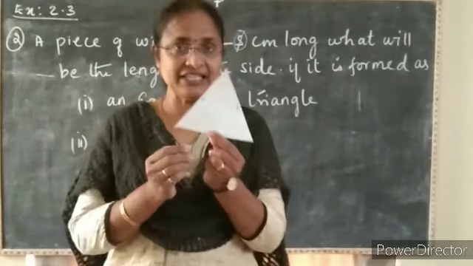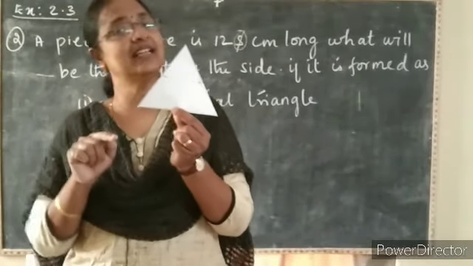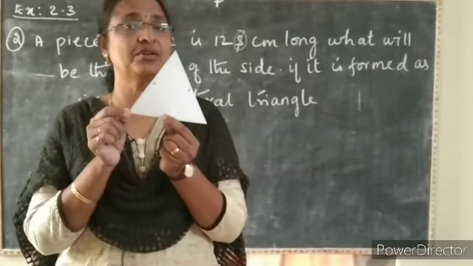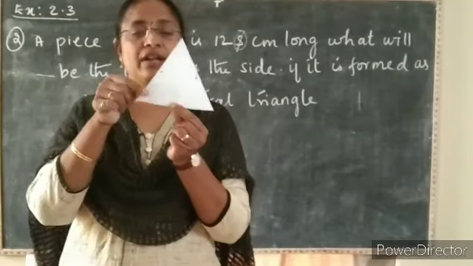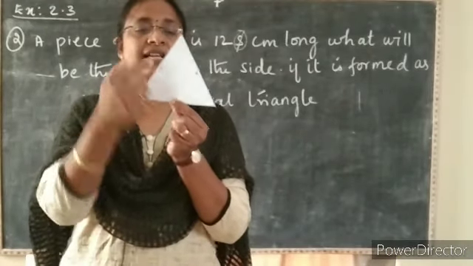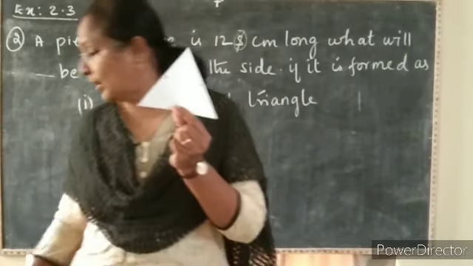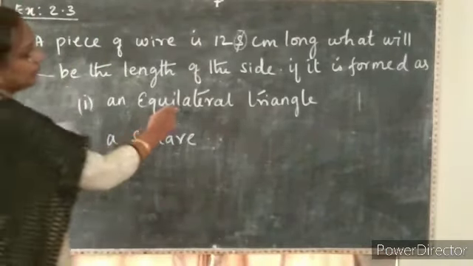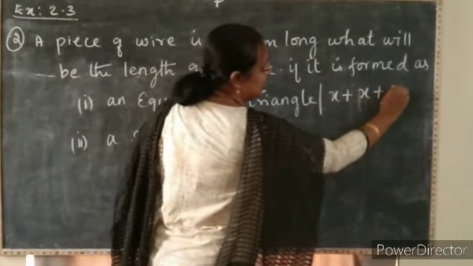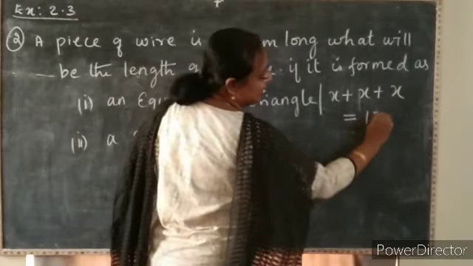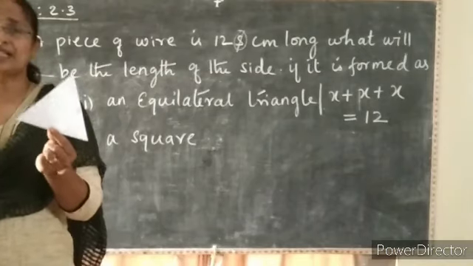So that 12 centimeter will denote the perimeter of the triangle. Yes or no? 12 centimeter is perimeter of the triangle. So now I am going to add all the three sides. So now here the side of this one is x, the side of this one is x, and the side of this one is also x. So now what will be the perimeter now? I am going to check the equilateral triangle. X plus x plus x. How much is the total length of the wire? It is 12 centimeter. Okay, shall we proceed on with the sum now?